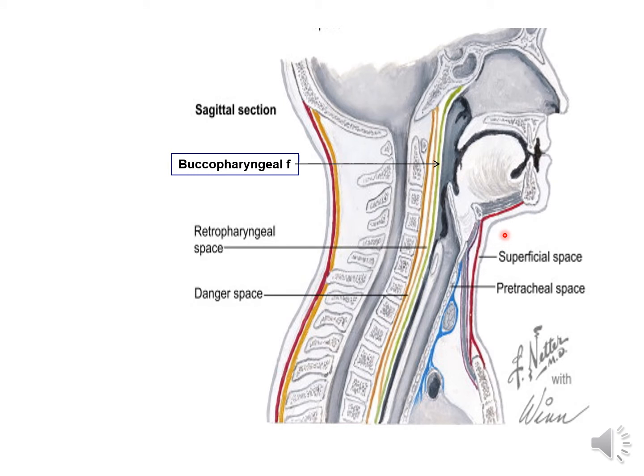So in this you can see, the red color is the investing layer, and the blue color is the pretracheal fascia, where it is surrounding the thyroid gland. It is attached above to the hyoid bone, to the oblique line of the thyroid cartilage. Then it will surround the thyroid gland, and downward it is merging with the fibrous pericardium.